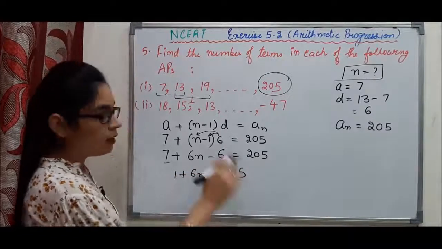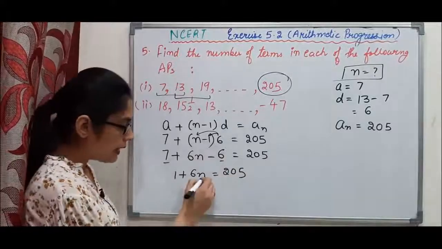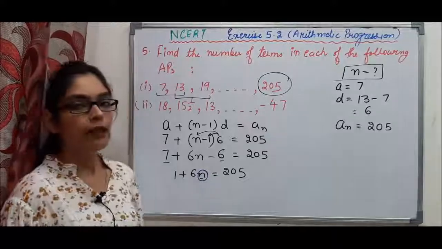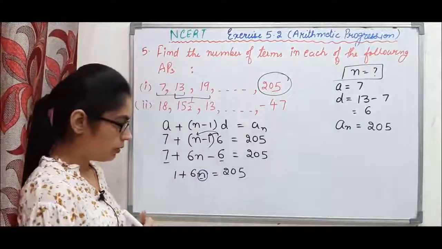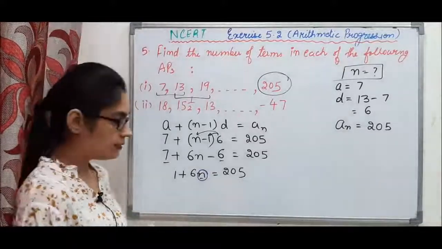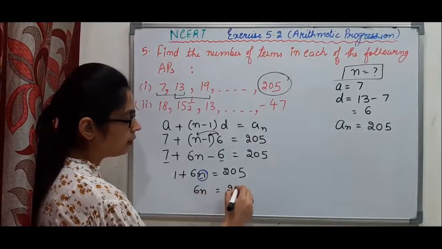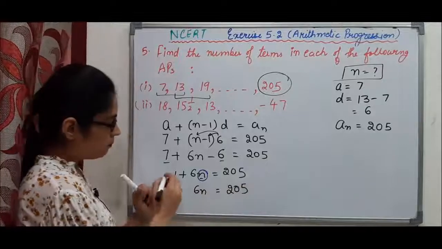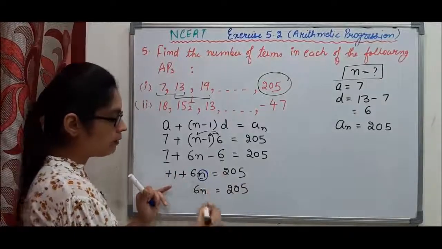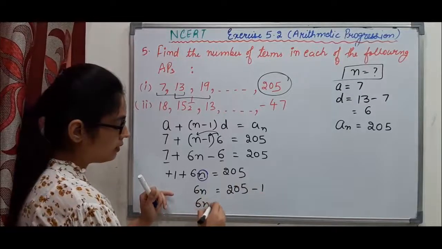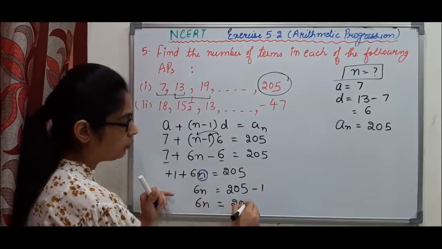So 1 we have to shift to the other side, because n we have to find, and n only we have to keep on this side. Apart from n, everything we have to shift, but we have to shift it step by step. So 6n is equal to 205. This is plus 1, when we shift it to the other side it will change to minus 1. So 6n is equal to 204.